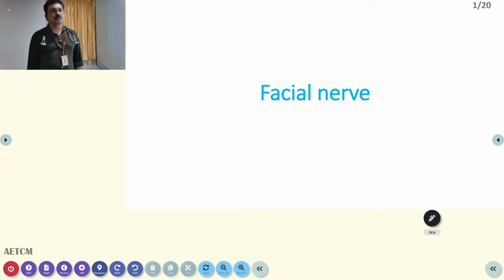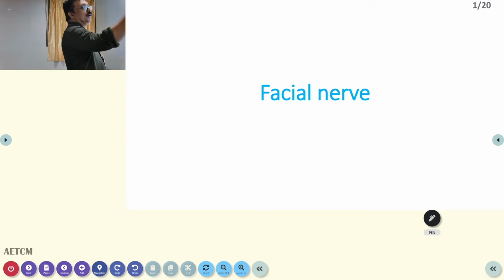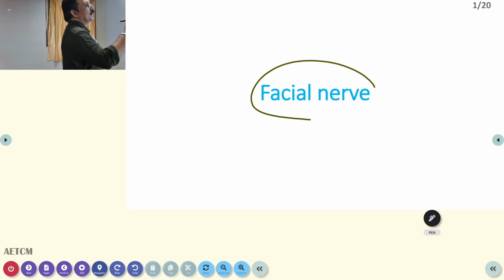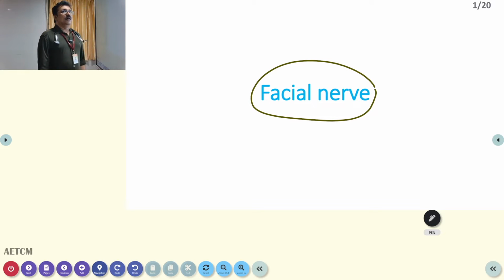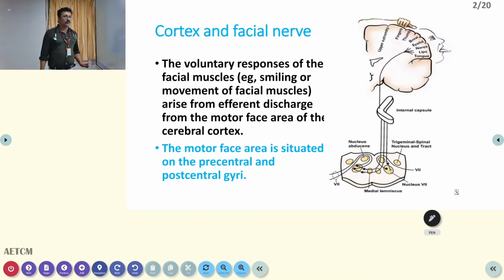Today, let us discuss the facial nerve, one of the important nerves which we have to examine in our clinics. Many patients can come with facial nerve palsy. It can be a part of a stroke. It can be part of brainstem disease. It can be a part of a peripheral nerve problem, that is Bell's palsy. Various presentations can be there. We'll see how to differentiate all these things.